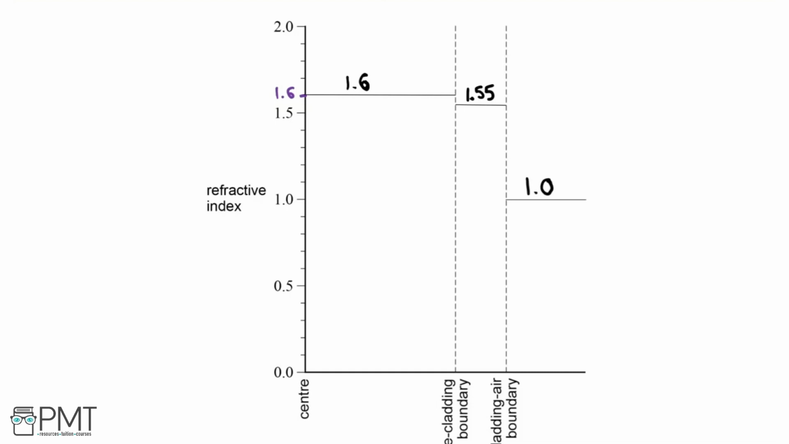So your first mark is going to be for having the core at 1.6 and the cladding at 1.55. And your second mark is going to be for having clear horizontal steps and the refractive index of air at 1.0. Remember that within each material, the refractive index stays constant. So 2 marks there.